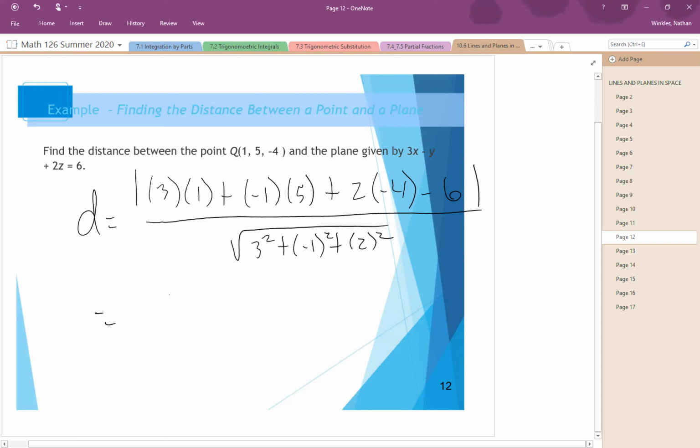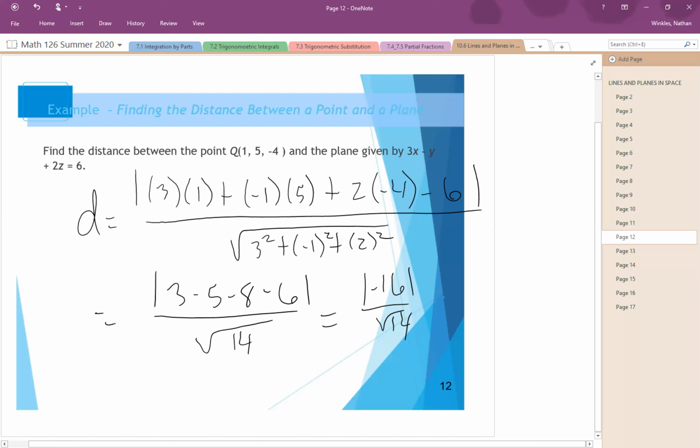So when we do that, we get the absolute value of 3 minus 5 minus 8 minus 6 over the square root of 14. So we get 11 minus 19 minus 16. So the absolute value of -16 over the square root of 14, which reduces to 16 over the square root of 14, which is approximately 4.28.